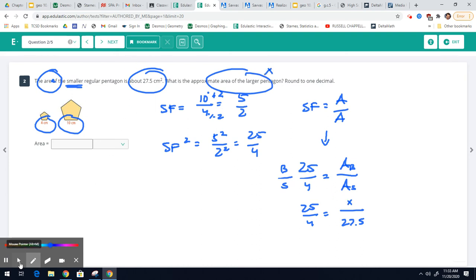And this is simply a cross multiply and divide. This is a proportion, cross multiply. The x gets multiplied with the 4 to become 4x. On the other side, I'm going to multiply 25 times 27.5. When I do that, I get 687.5. Sorry, 687.5.